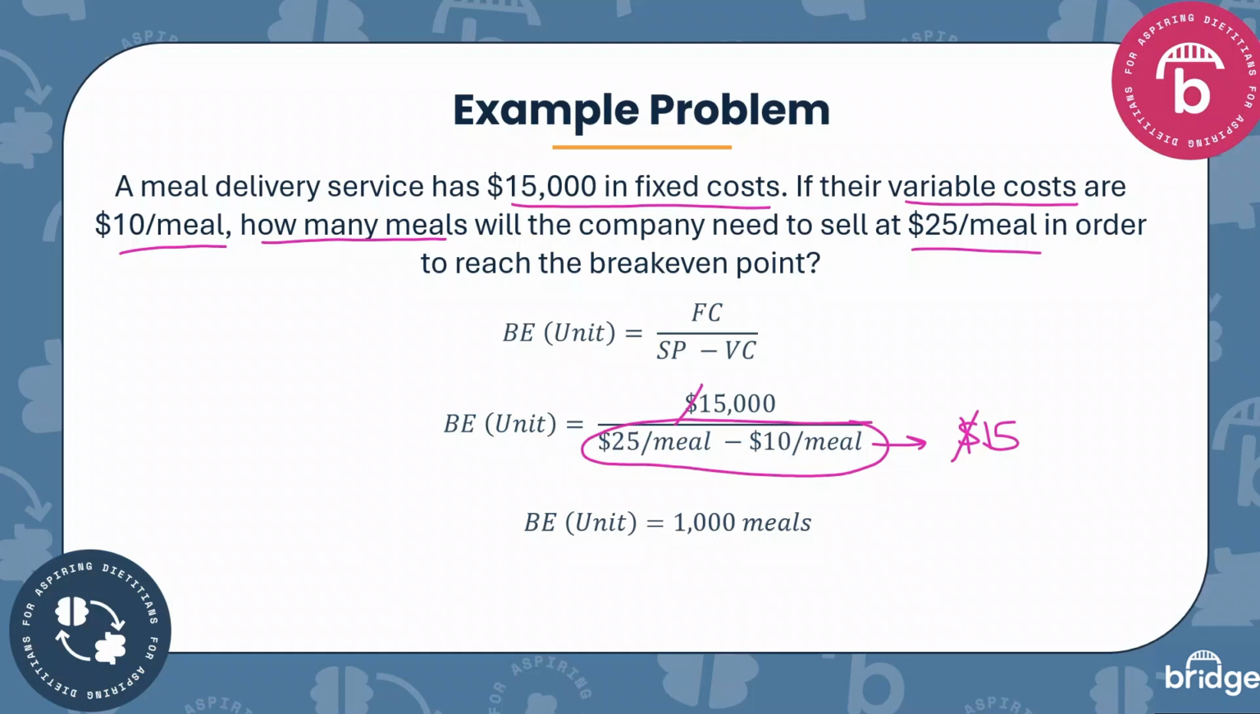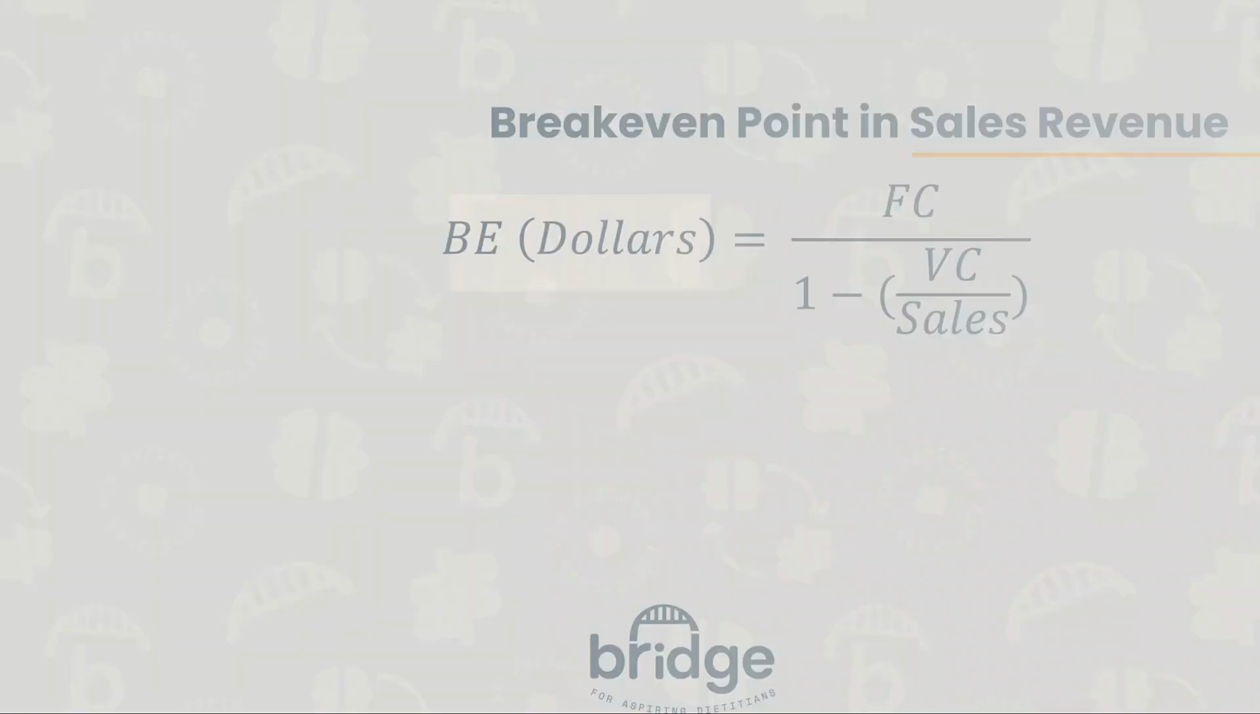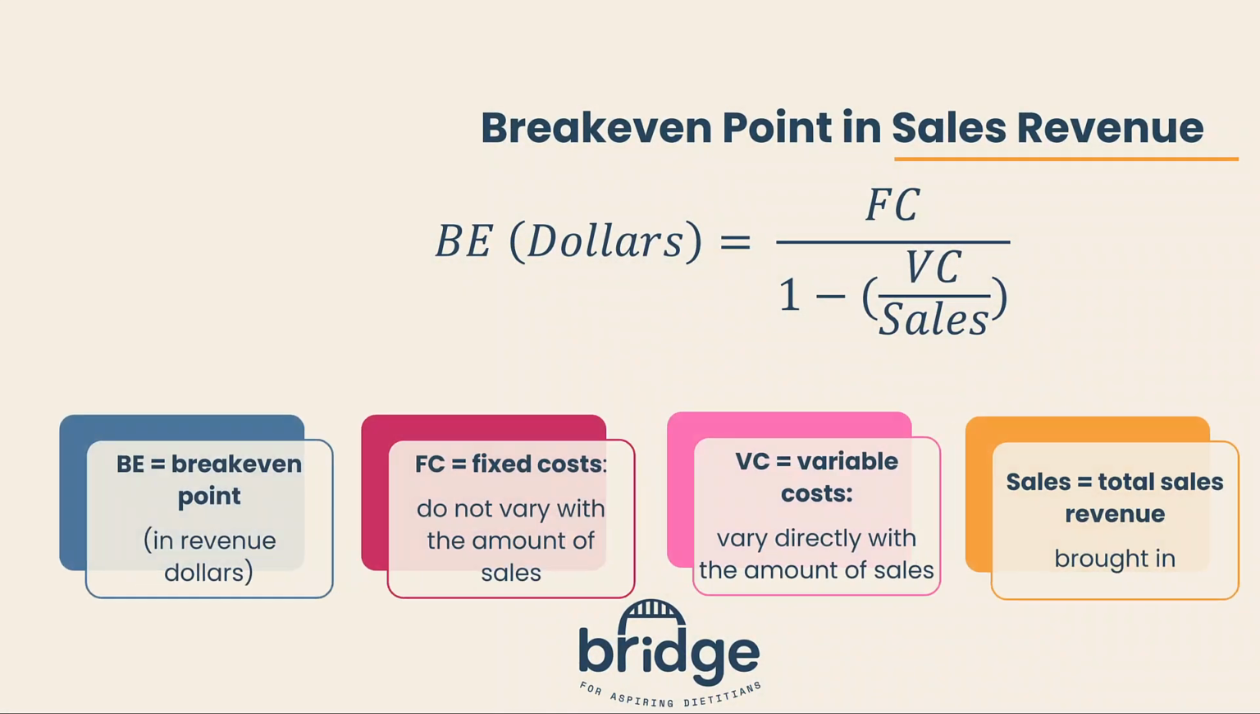That means that after selling 1,000 meals, the business stops operating at a loss and breaks even. Selling more than 1,000 meals means that they are earning a profit. Let's look at this from a different angle, from total revenue instead of just units.